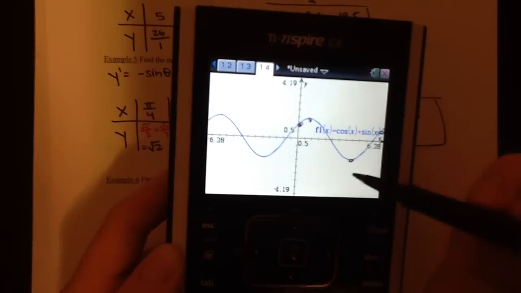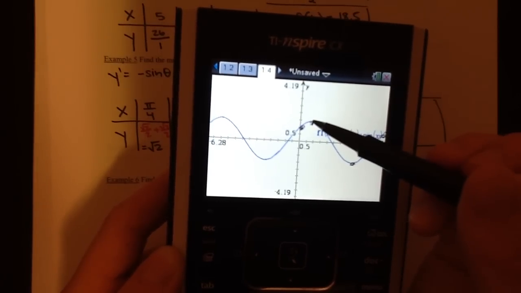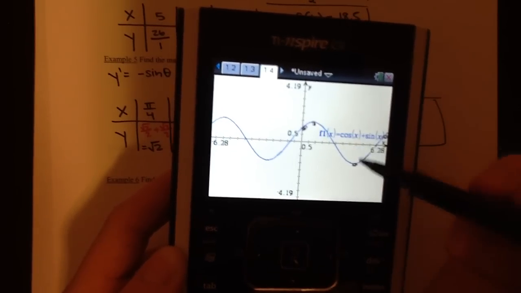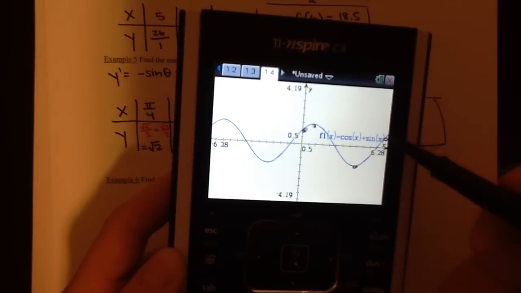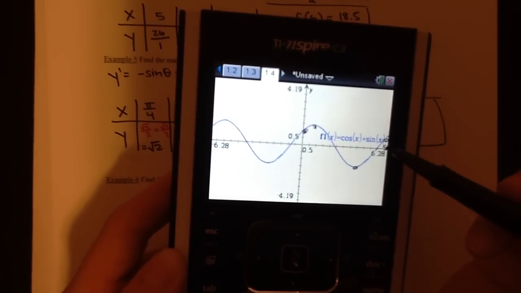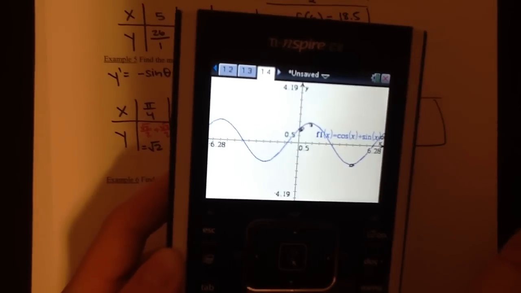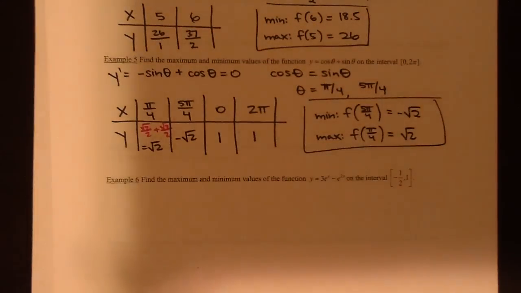So if you're looking for the very highest and the very lowest value, this is the very highest value, so that must be pi over 4. This is the very lowest value, so that must be 5 pi over 4. The endpoints are not the very highest or the very lowest points, which we found when we plugged those critical points and endpoints into the function.